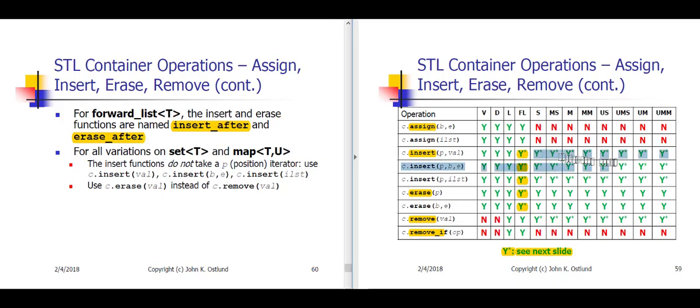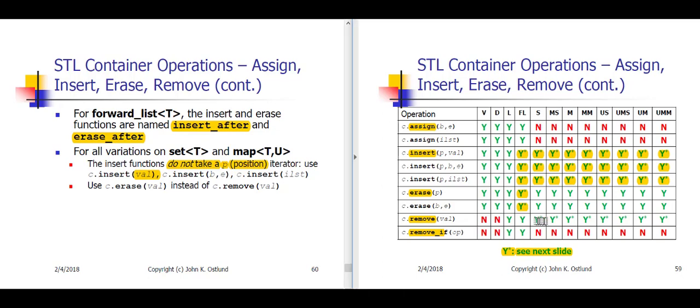Also, for all the associative containers and the hash table containers, what the asterisks here on all these yeses imply is that you do not specify a position, that is an iterator, where the insertion is supposed to occur, because the associative containers and the unordered containers maintain their own internal structure about where things are supposed to go. So you can insert a value without specifying where that value is supposed to go, and so forth.